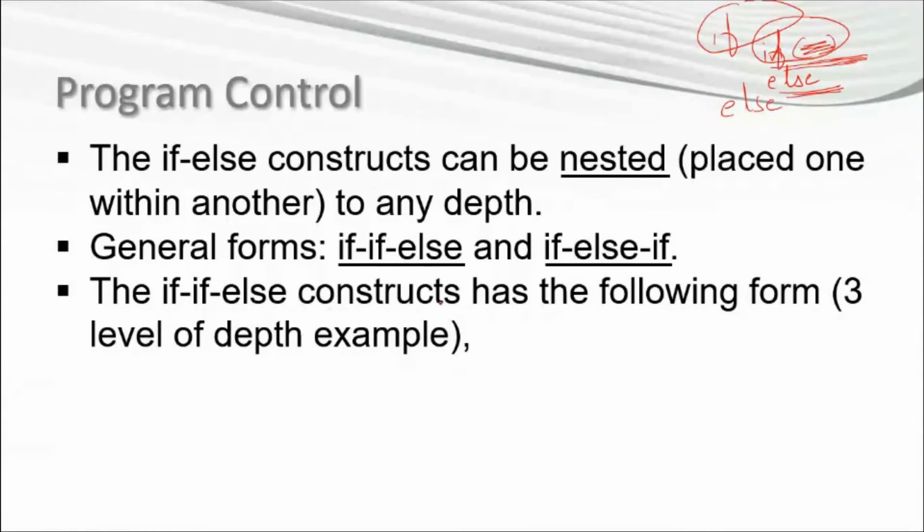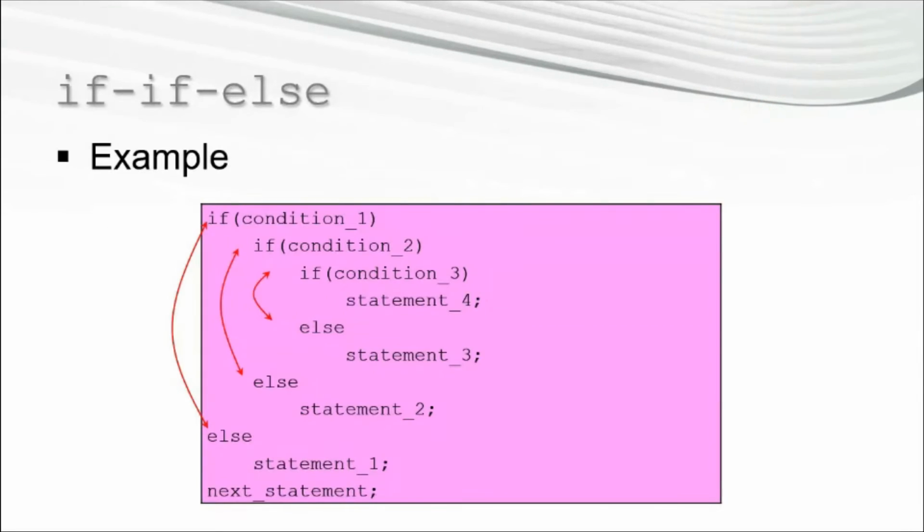The if else construct has the following form, with 3 levels of depth. I'm showing an example with 3 levels of depth. Here is an if with a condition 1. If this condition is true, then another condition, condition 2, is checked. If this is again true, it goes to if condition 3. And if all these conditions are true, then only this condition 4 will be executed.